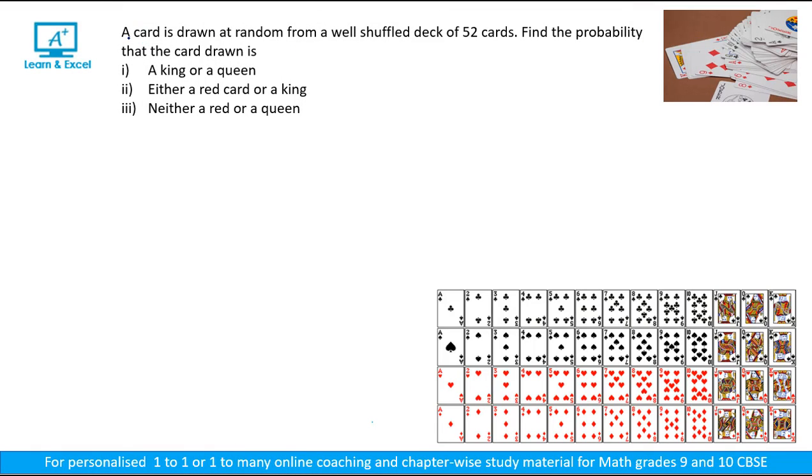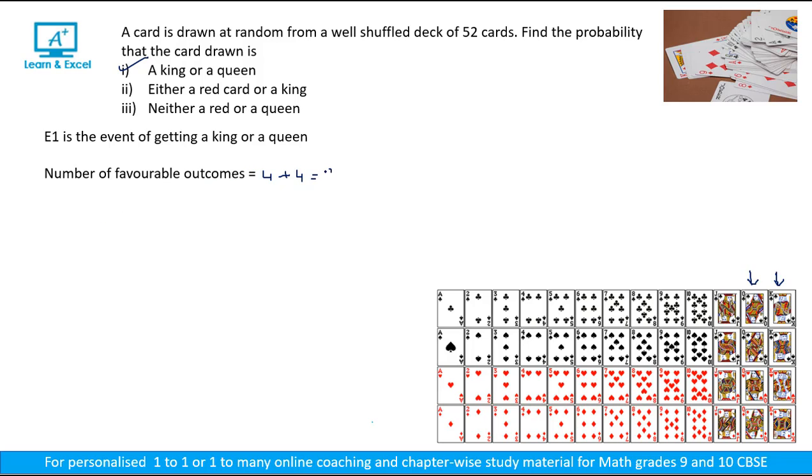Let us now solve some problems. A card is drawn from a well shuffled deck of 52 cards. We have to find the probability that the card drawn is a king or a queen. Now let E1 be this event. The number of favorable outcomes can be found by looking here. We can see that we have 4 queens and 4 kings in this deck. So therefore we will have 4 plus 4 equal to 8 as our favorable outcome.